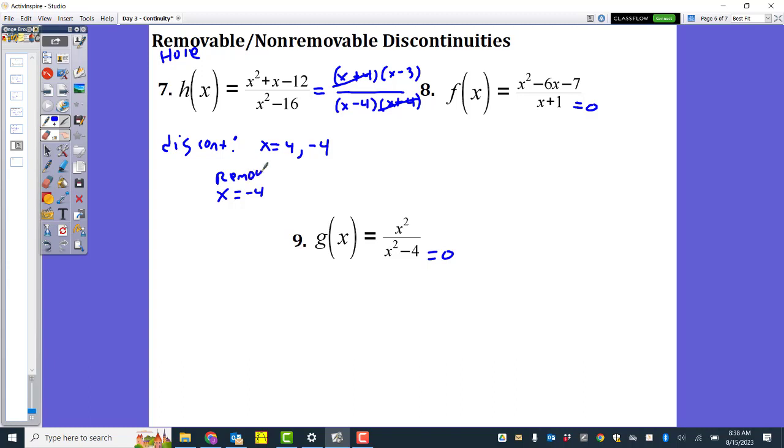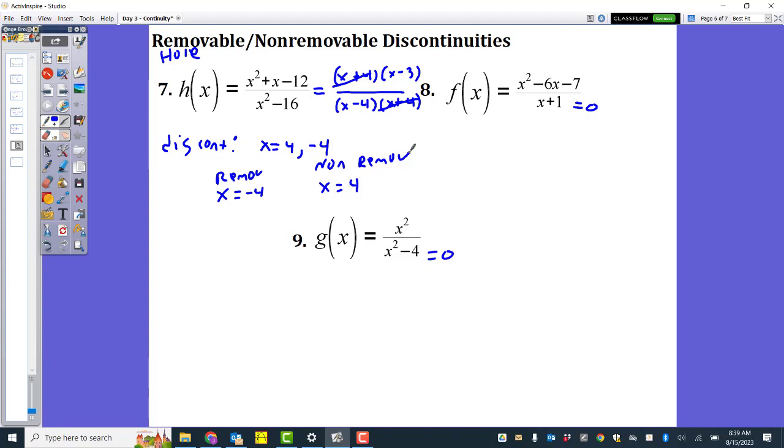Think about it this way. We removed that factor from the equation. x minus 4, or x equals 4, is non-removable because it did not get factored out. It's still there.